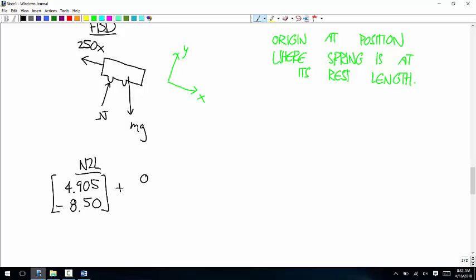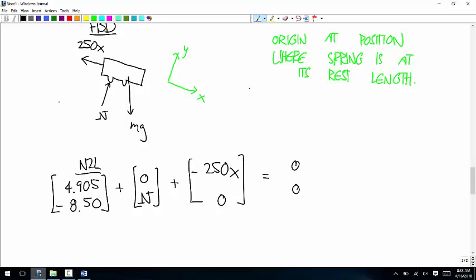Then we have 0, n, and then we have 250x, but that's acting in the negative x direction, so negative 250x, 0. And what's the acceleration? 0, yep. So this gives us that x is equal to 4.905 divided by 250. So what do you get for that?